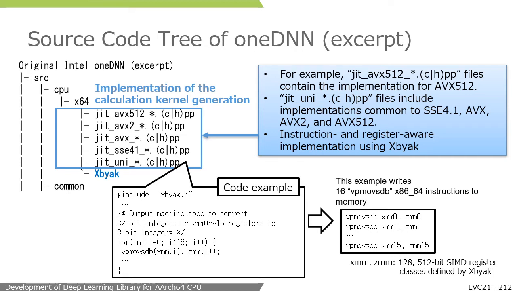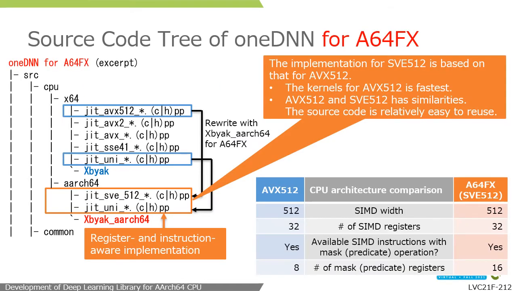The figure below shows a code example written in Xbyak. VPMOVSDB is an AVX512 instruction, and this example writes 16 VPMOVSDB instructions to memory. We must be aware of instructions and registers when writing source code using Xbyak. oneDNN includes implementations for AVX512, AVX2, AVX, and SSE 4.1. The implementation for AVX512 generates the fastest kernels, so we used it as the baseline source code for A64FX.